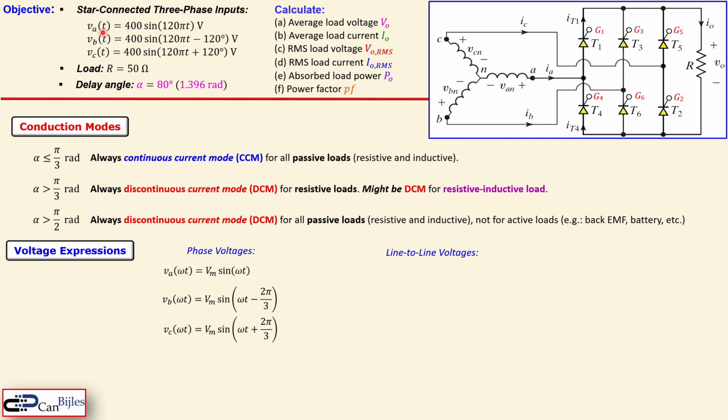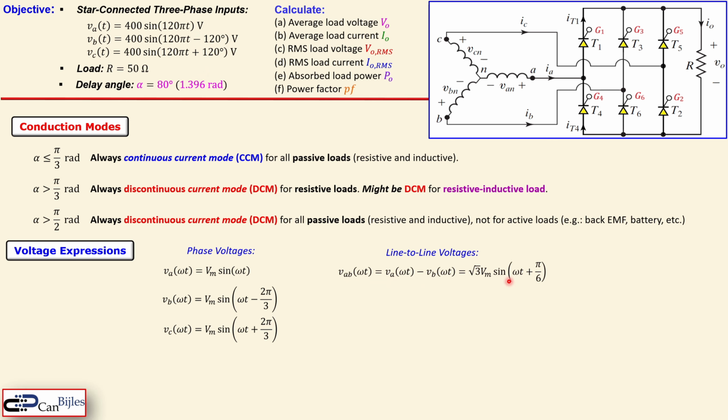We now change the t into the omega t, so we change our variable. That is convenient for the calculations we see shortly. The Vm here is the amplitude, so the phase voltage amplitude. And here the minus 2 pi/3 and plus 2 pi/3, those are the changes from degrees into radians.